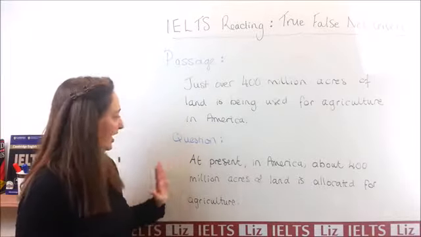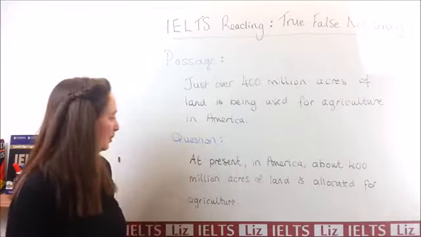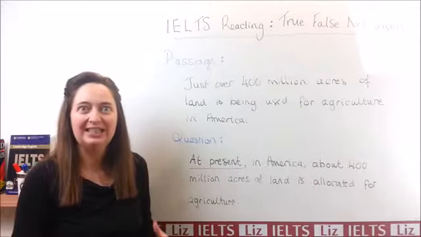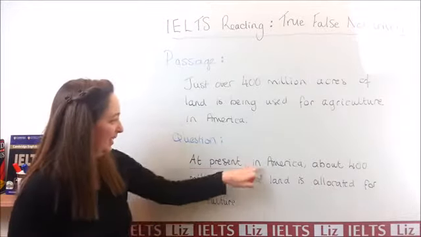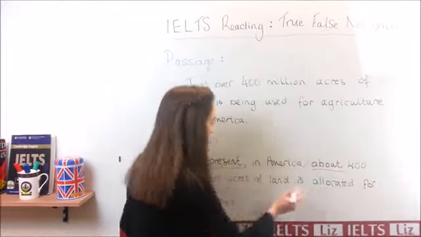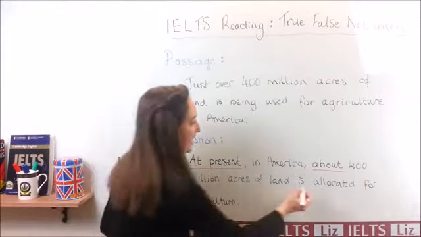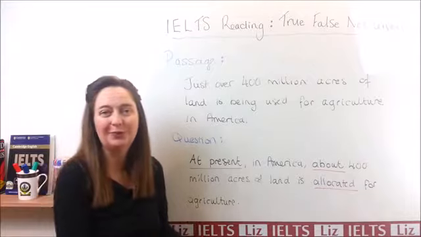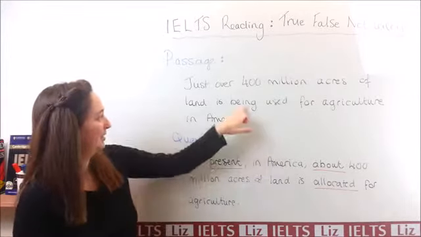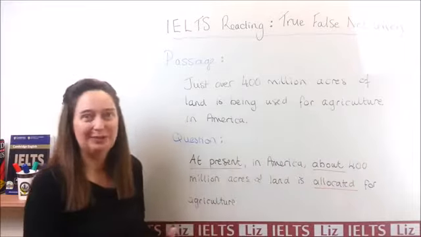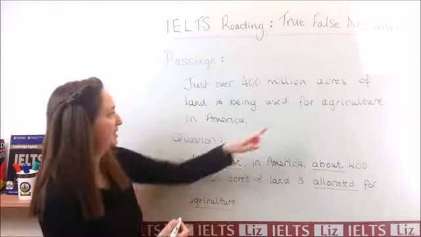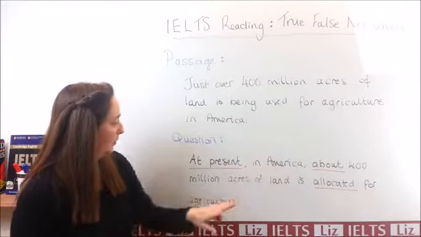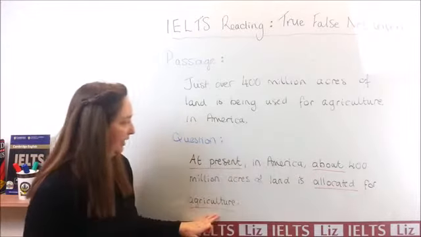Let's have a look further at the information in this statement. We've got here a time phrase: at present, right now, at this moment, currently. In America, we've got about 400 million acres of land is allocated. Now, allocated means it's given to be used for. So that is very similar to this: used for, given to be used for. And agriculture, well, that's exactly the same. So we have similarities. We've got in America, 400 million acres is used for agriculture.